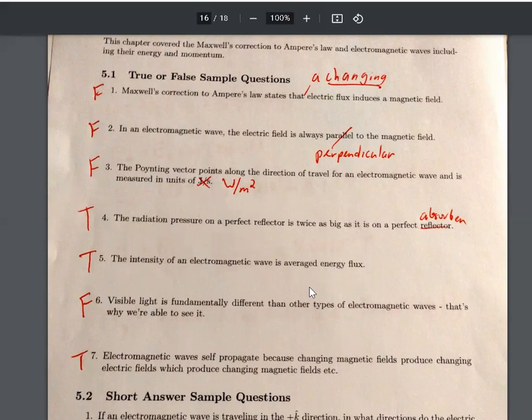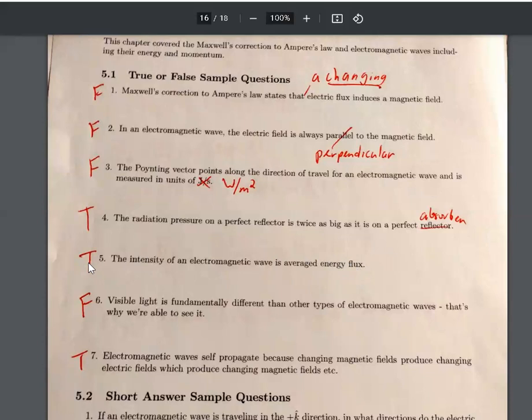Now the Poynting vector itself, or the energy flux, changes extremely rapidly with time. The amount of energy or power being put towards some area changes so quickly. Think about it: the frequency of visible light is on the order of 10 to the 14 hertz. It changes so fast that nothing is able to keep up with it. So what you actually perceive is the intensity, or that averaged energy flux.